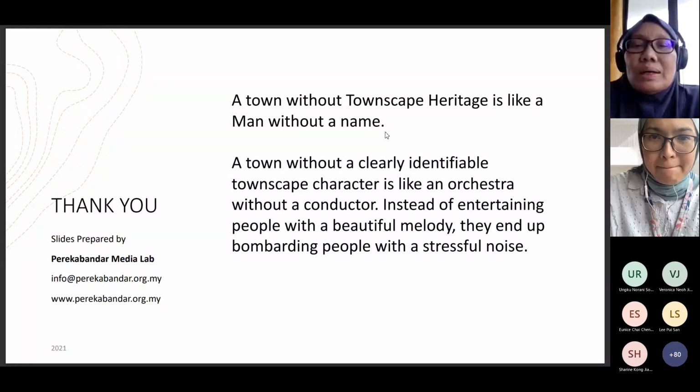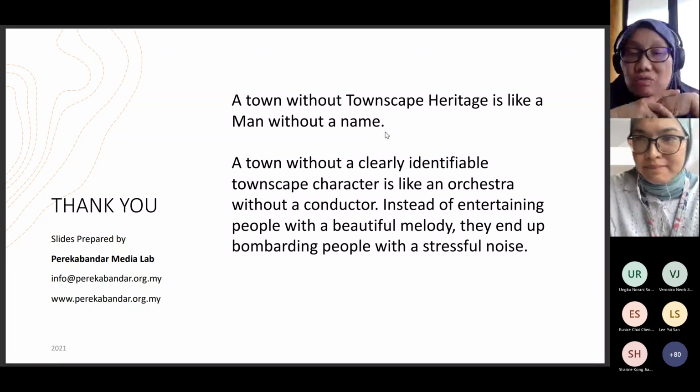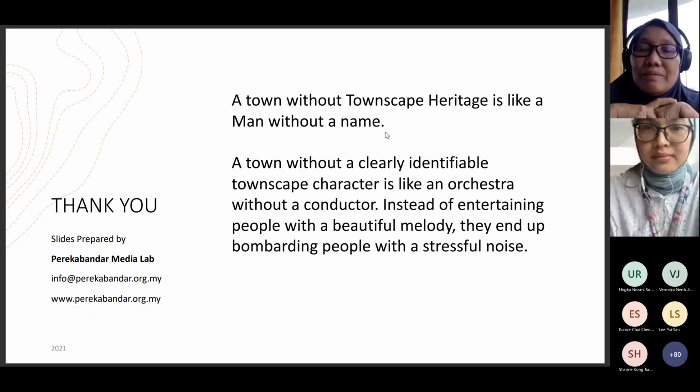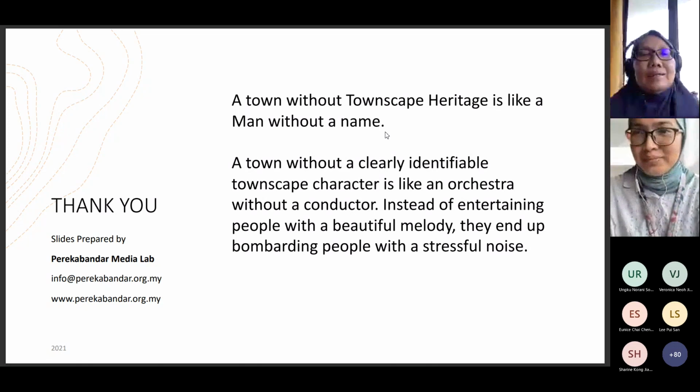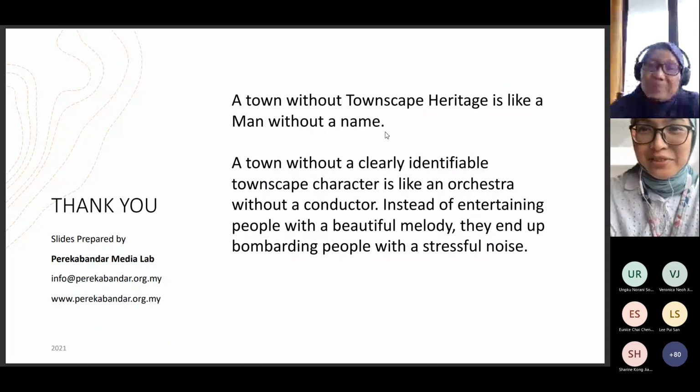And a town without a clearly identifiable townscape character is like an orchestra without a conductor. Instead of entertaining people with a beautiful melody, they end up bombarding people with a stressful noise. And with that, thank you again for inviting me to this talk, and I pass it back to Dr. Aina. Thank you so much.